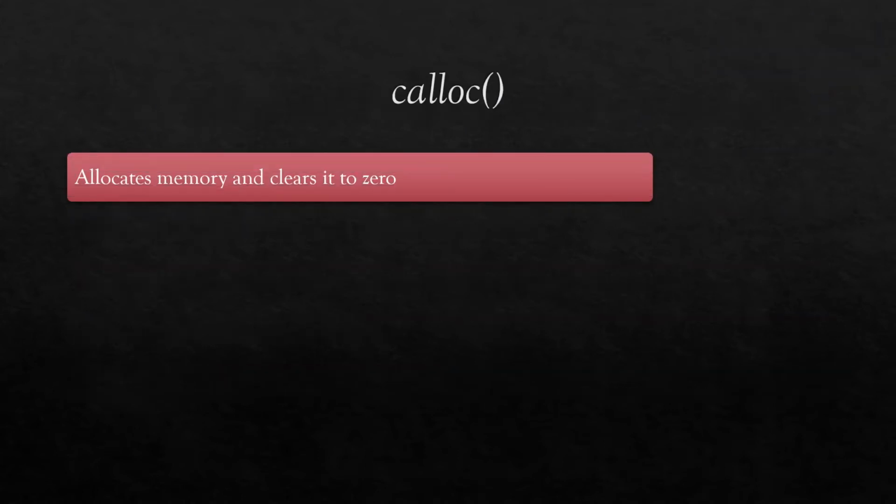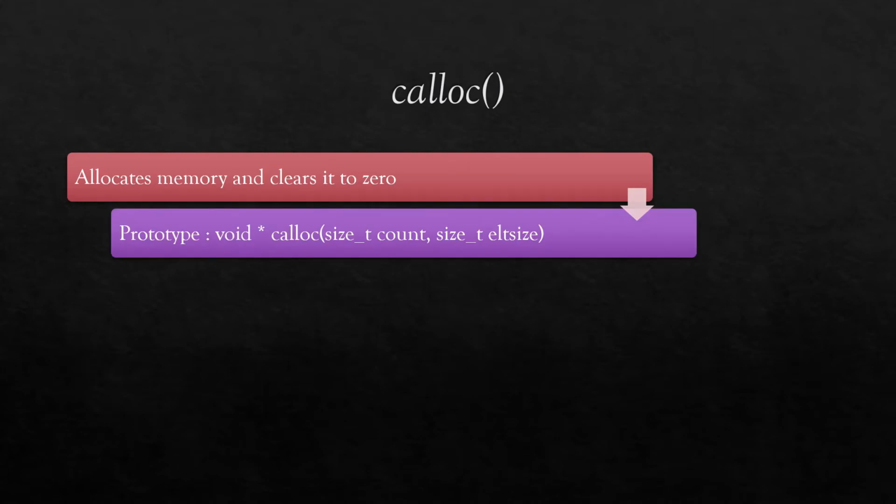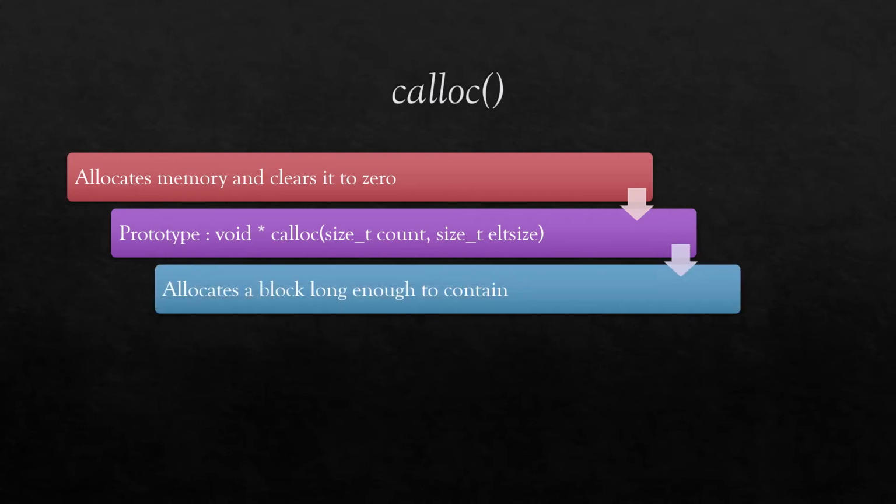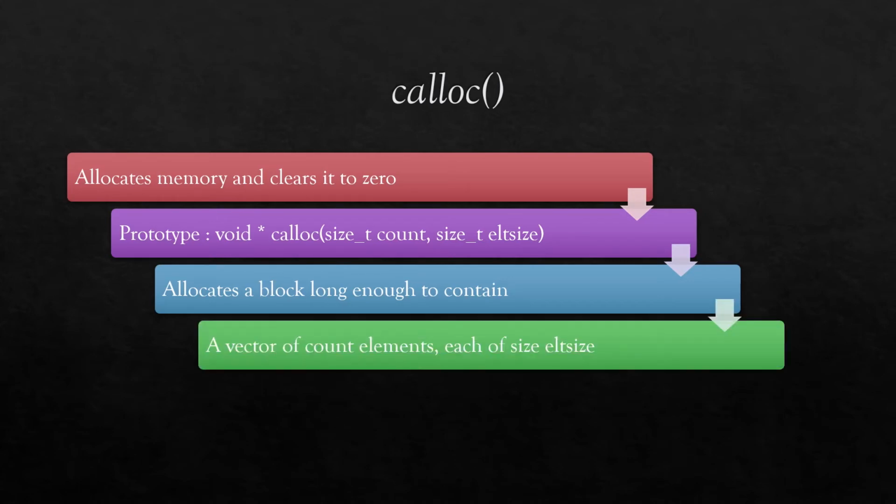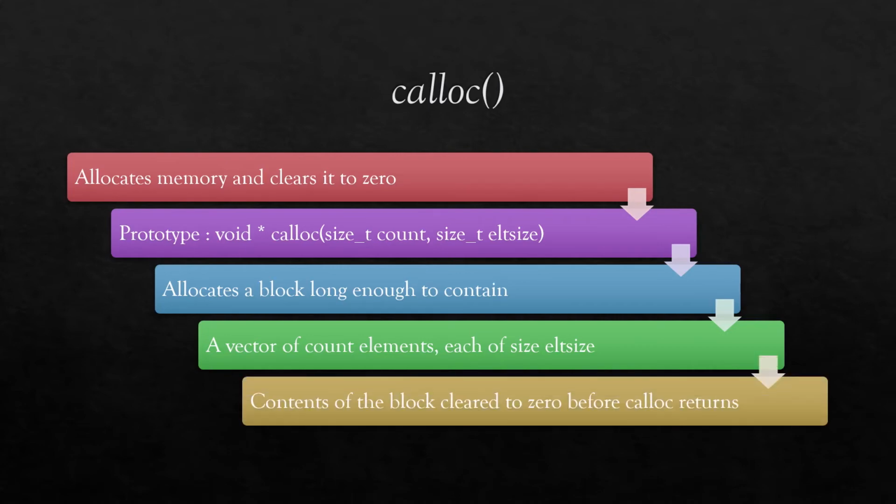Coming to calloc now: it allocates memory and clears the region to all zeros. Like I said earlier, it may or may not call memset. The prototype, as you can see, returns a void pointer, taking as arguments size_t count and size_t size. And so it allocates a block long enough to contain a vector of count elements. When we're talking about a vector of count elements, think of an array, right? And each of the elements will be of size size. The contents of the block will be cleared to 0 before calloc returns, right? Again, as I mentioned, it may or may not call memset to do that.